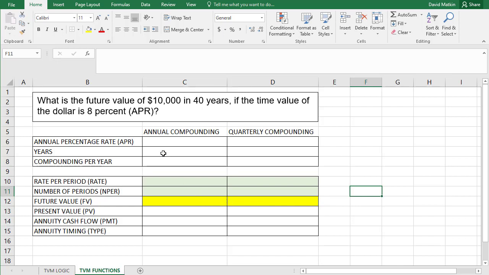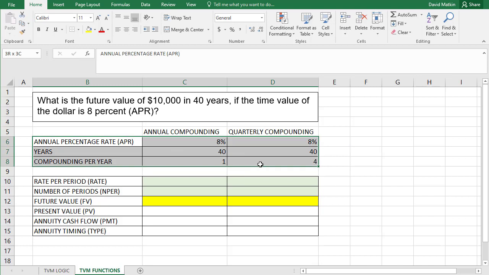Now I'm going to enter in the inputs that are given in the question. We know that the APR is 8%. We know that the years are 40. We know how often we compound per year. In this first column, we're going to compound the calculation annually. So that just means compounding once a year at the end of the year. But in column D, we're going to calculate quarterly compounding. We're going to put 4 in there as the number of times we'll compound in a given year.